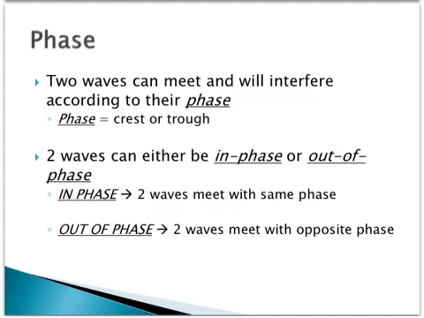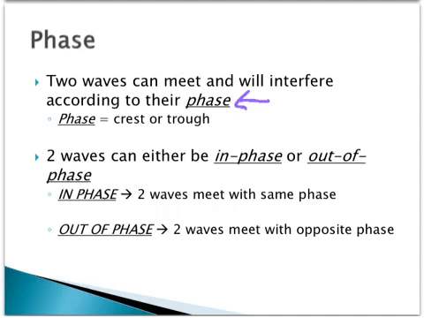Okay, when two waves meet, how they interfere, whether they add to form a larger wave or a smaller wave, depends on their phase. Remember, the phase is represented by a crest or a trough. It could also be a compression or a rarefaction for a sound wave or a longitudinal wave. When two waves meet, they can either be in phase or out of phase. This is something I defined before.